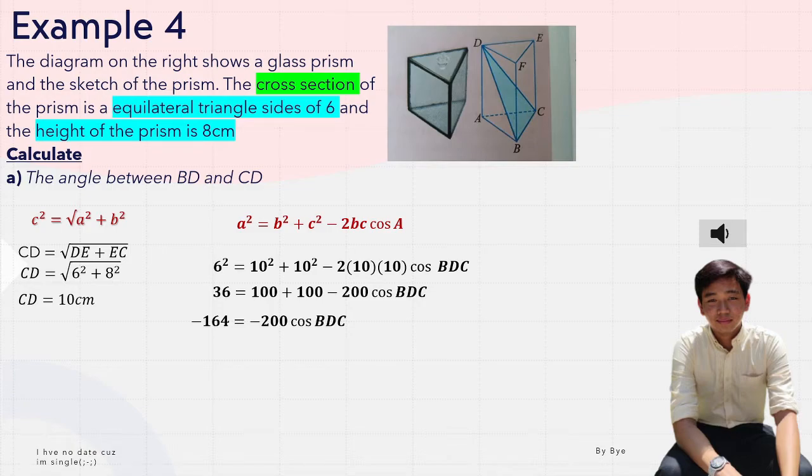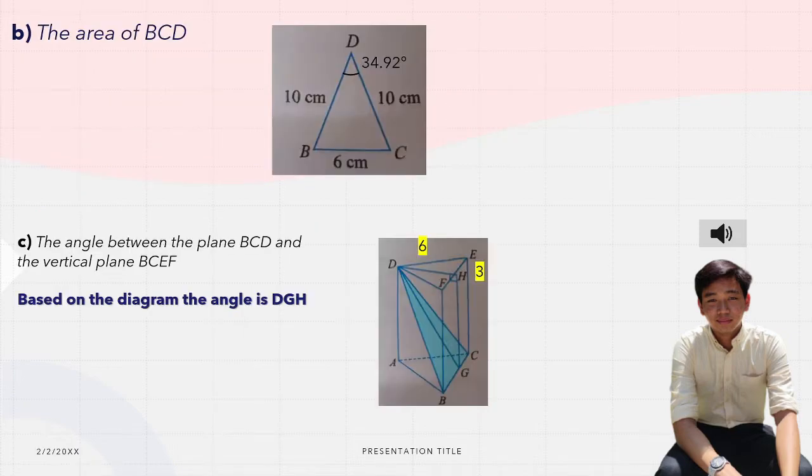Firstly, we need to simplify the equation, so it will be 36 equals 100 plus 100 minus 200 cos BDC. Then we calculate 100 plus 100, so it will be 200. We need to move the 200 to the left, so it will be negative 164 because of 36 minus 200. Then we divide by negative 164 after moving the negative 200 cos BDC. After we do the calculation, we will get 34.92 degrees.